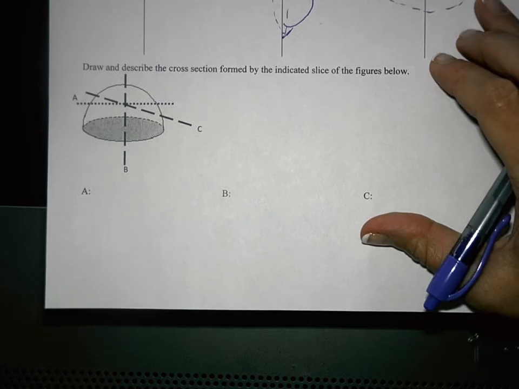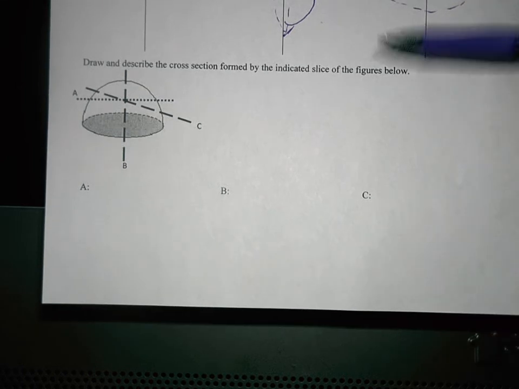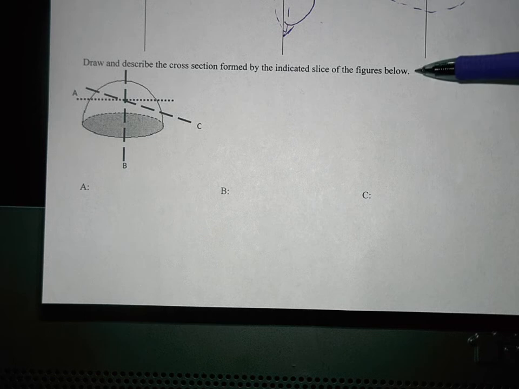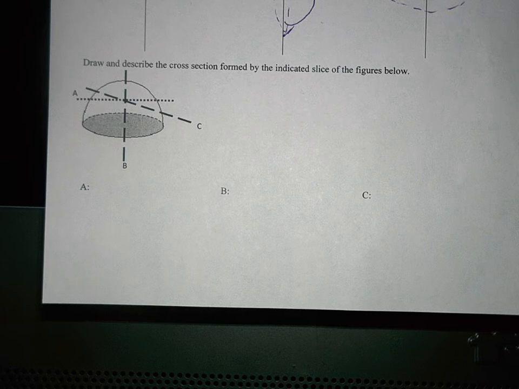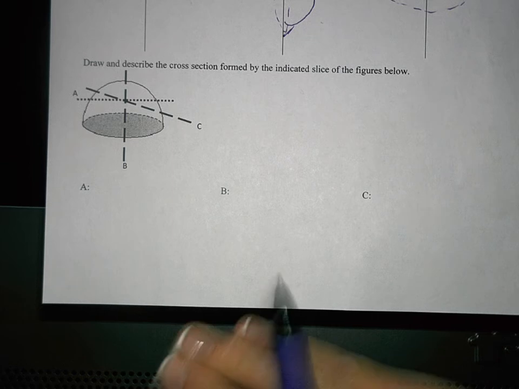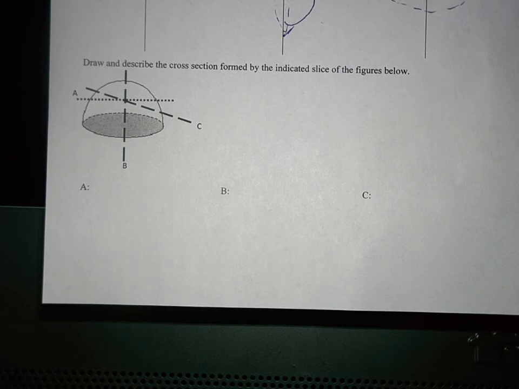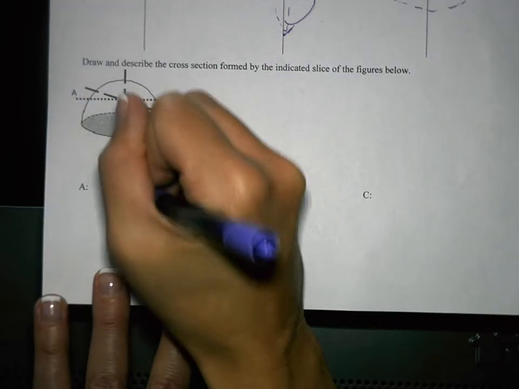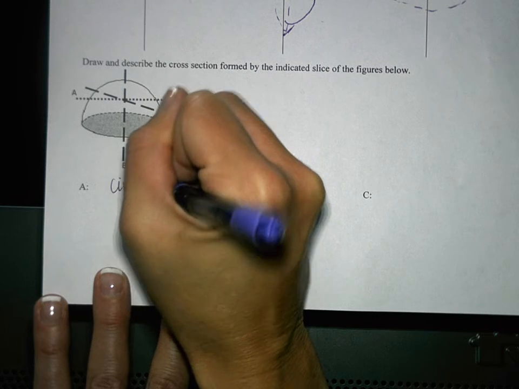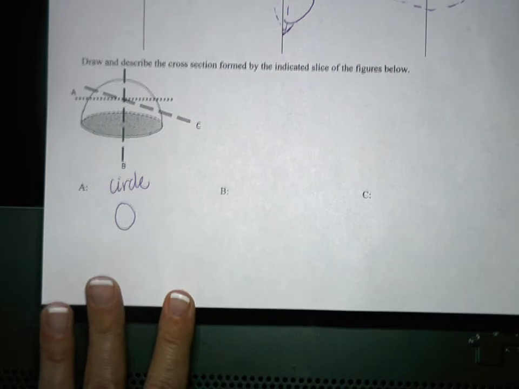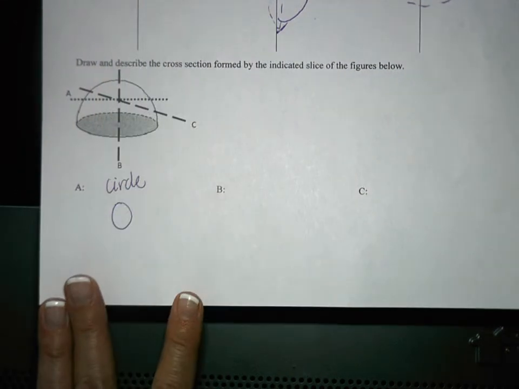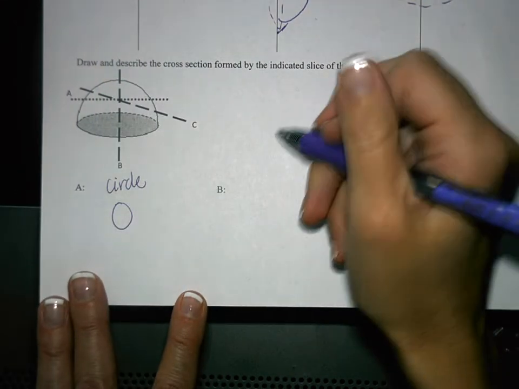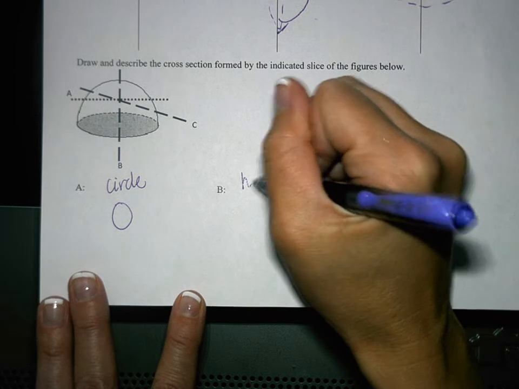Draw and describe the cross sections formed by the indicated slice of the figure below. Okay, so A, what type of slice do you think that's going to be going through that hemisphere? Very good. It is going to make a circle. Okay, the slice for B that's cutting through this way, what will that make? It's going to make a half circle.